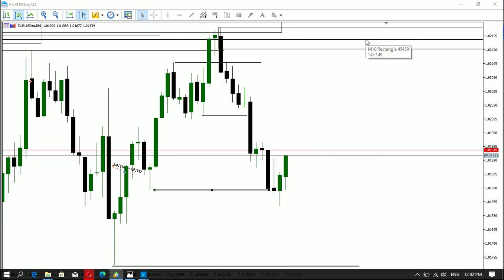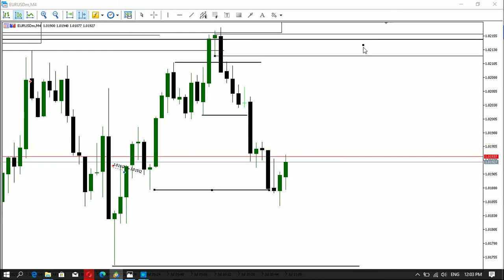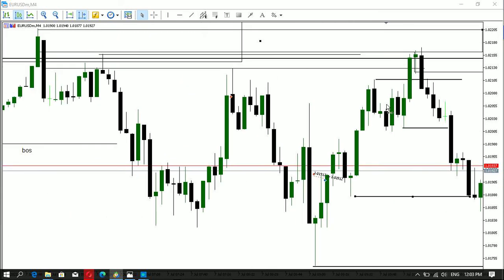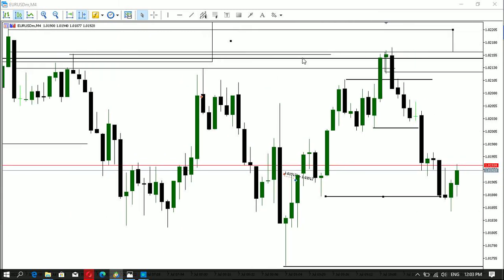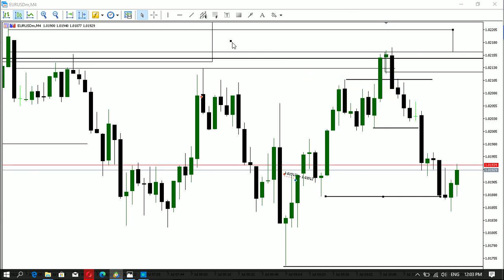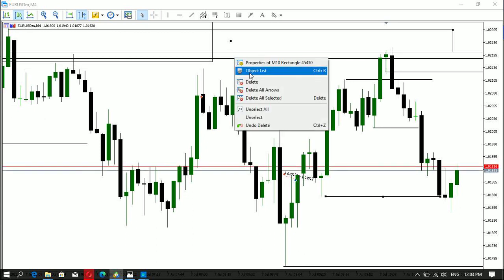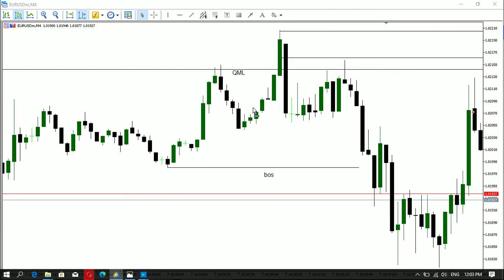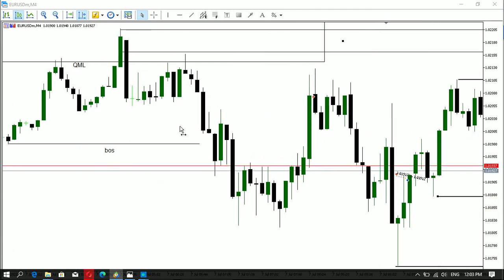So here, the area of supply. Too much drawings here. Okay, too much drawings. Delete this, then delete this also. Yeah, so we have a clean chart, right? We have a clean chart.